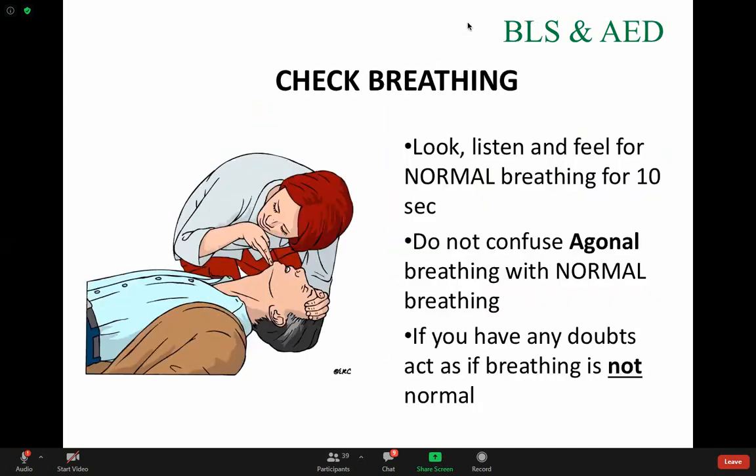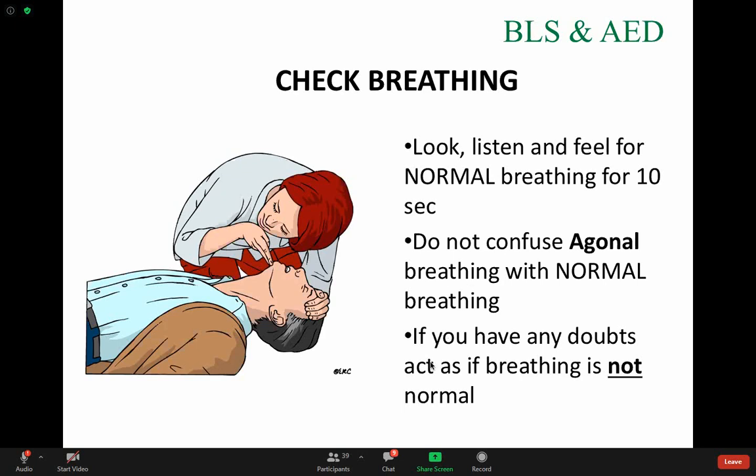So checking for breathing. Look, listen, and feel for normal breaths for 10 seconds. Do not confuse agonal breathing with normal breathing. Sometimes they have agonal breathing. What is agonal breathing is basically disrupted breaths. So basically it sounds like that. So it's like intermittent breath sound that happens every few seconds. They're not regular. And you can see like this guy is like snoring. It's because the airway is obstructed, and that's why you hear these breaths.